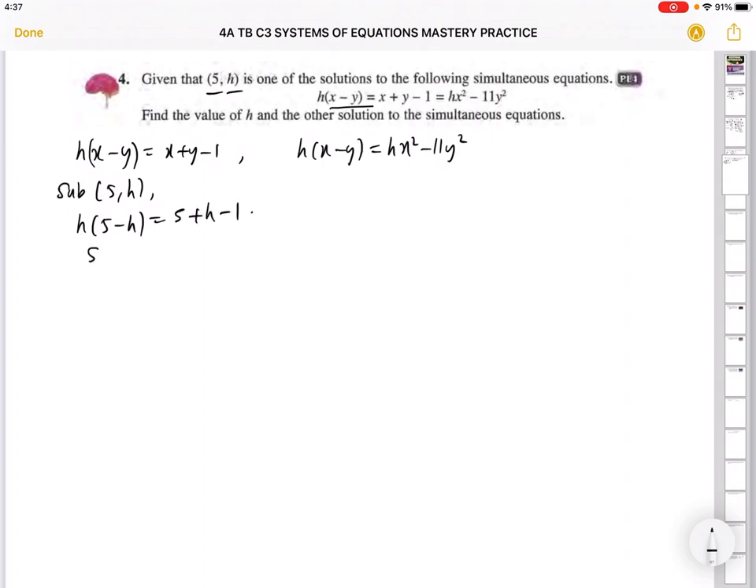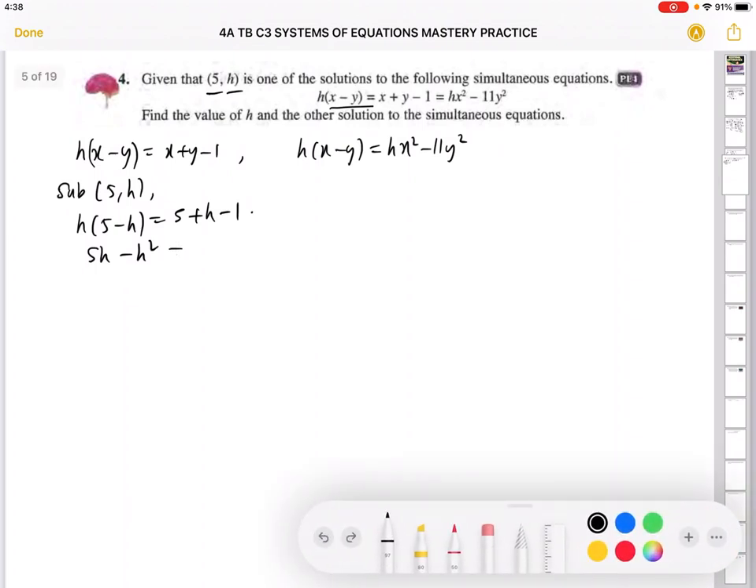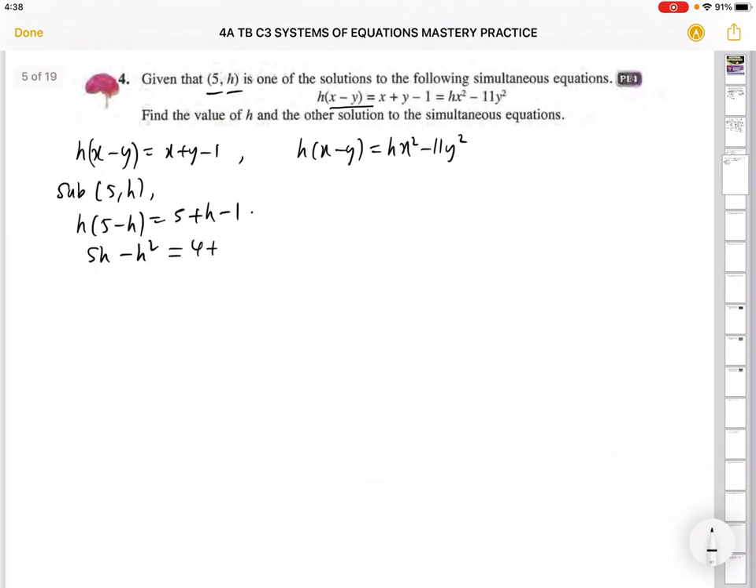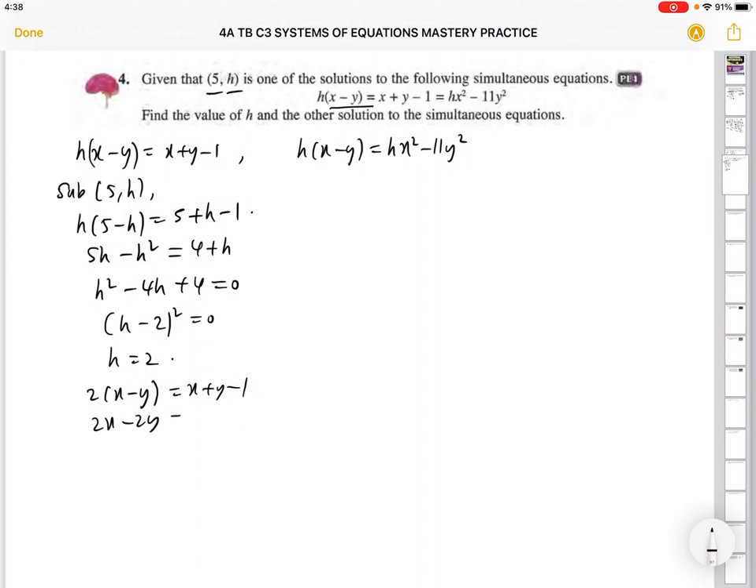So if you multiply, what we have here is a quadratic equation. h squared minus 4h plus 4 equals 0. We can factorize them. h is just 2, right? So I've got the first part. So if I know h is 2, we can sub back: 2x minus y equals x plus y minus 1. 2x minus 2y equals x plus y minus 1.